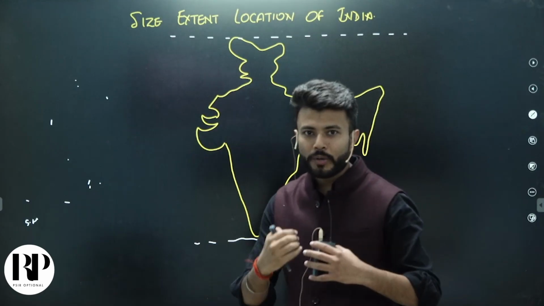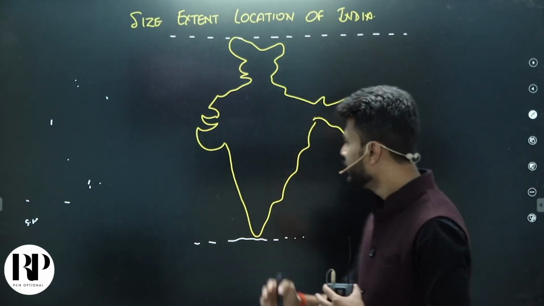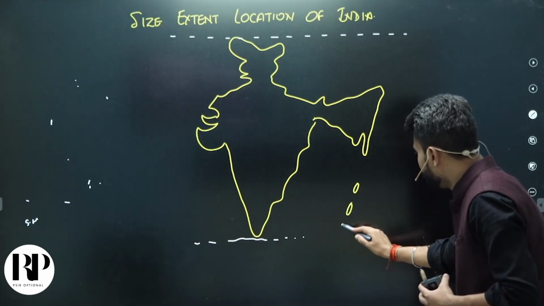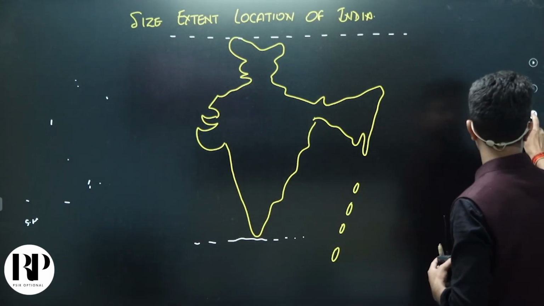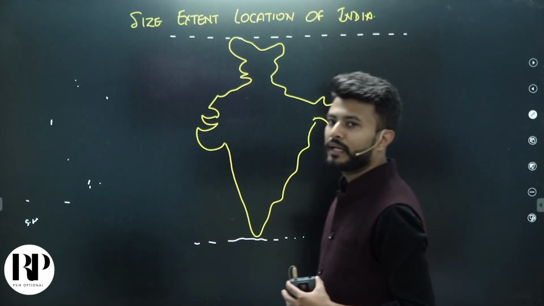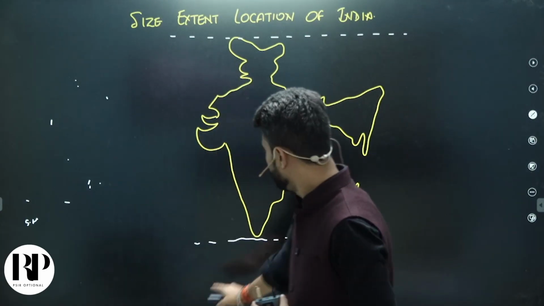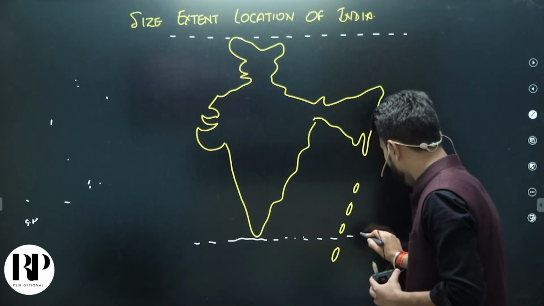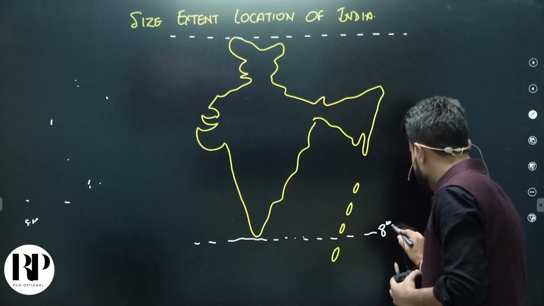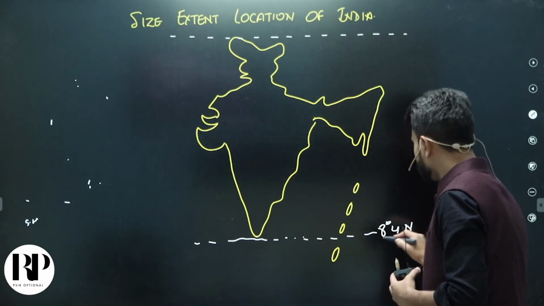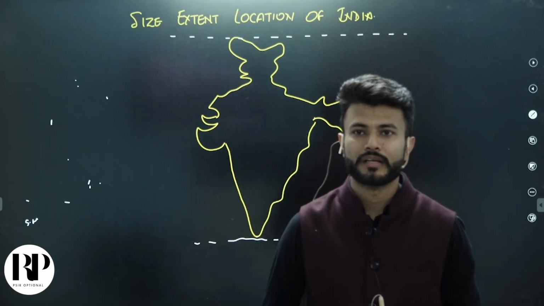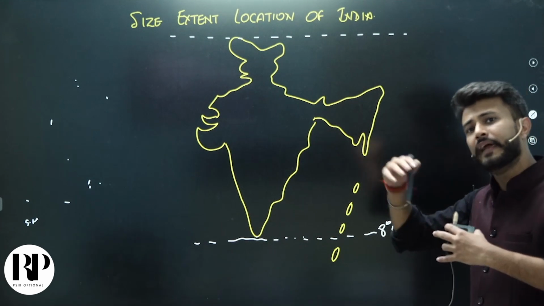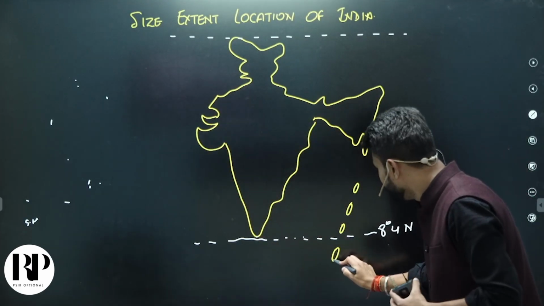When we have to talk about the southernmost latitude of India, what is the catch? Here you have the Andaman and Nicobar Islands also. So when we talk about India's mainland, the southernmost location is Kanyakumari. And we say in general that it is 8 degree 4 north latitude. Right? But when we go towards the southernmost point of India as a whole, it is the Indira Point.